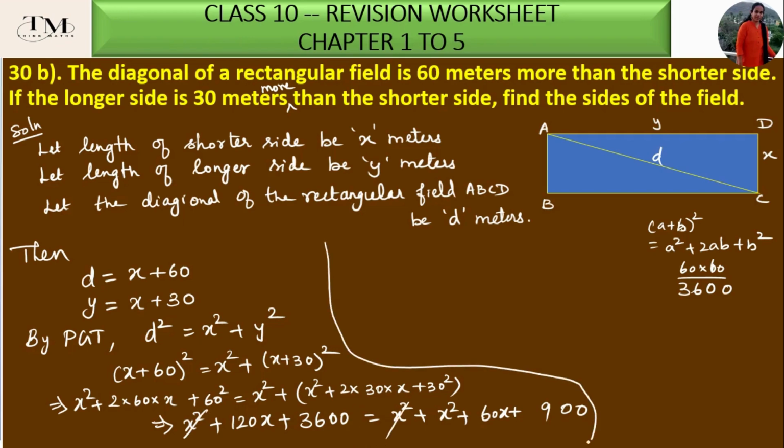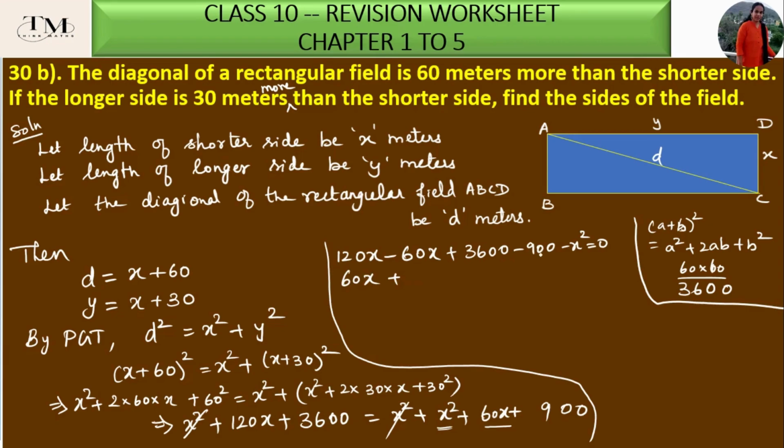So what is remaining? Here we have 120x, and on the other side we have plus 60x, so it will become minus 60x. Then the constant, it is 3600. This constant is plus, so it will become minus 900. There is one x square, so it will be minus x square equal to 0. So 120x minus 60x is 60x. What is 3600 minus 900? It is 2700. Minus x square equal to 0.